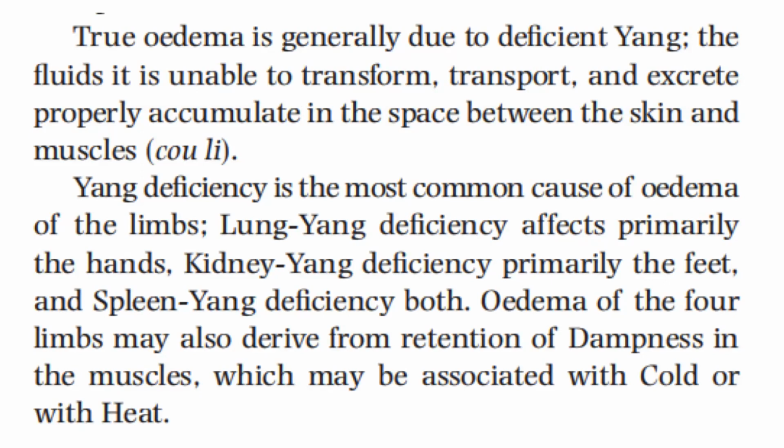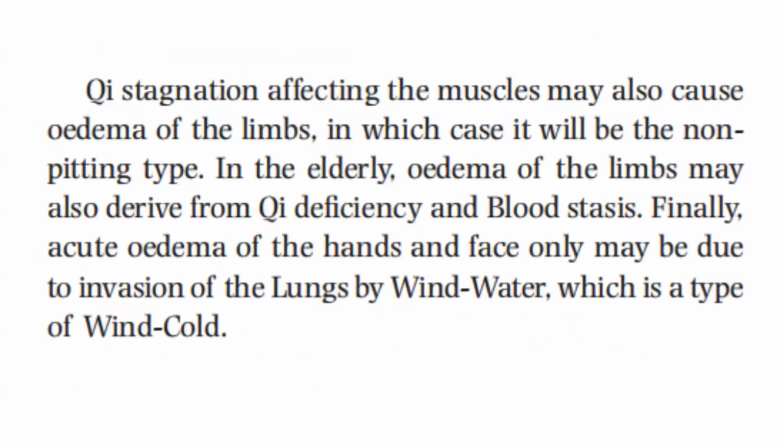Edema of the four limbs may also derive from retention of dampness in the muscles, which may be associated with cold or with heat. Qi stagnation affecting the muscles may also cause edema of the four limbs, in which case it will be of the non-pitting type. In the elderly, edema of the limbs may also derive from qi deficiency and blood stasis. Finally, acute edema of the hands and face may be due to invasion of the lungs by wind water, which is a type of wind cold.